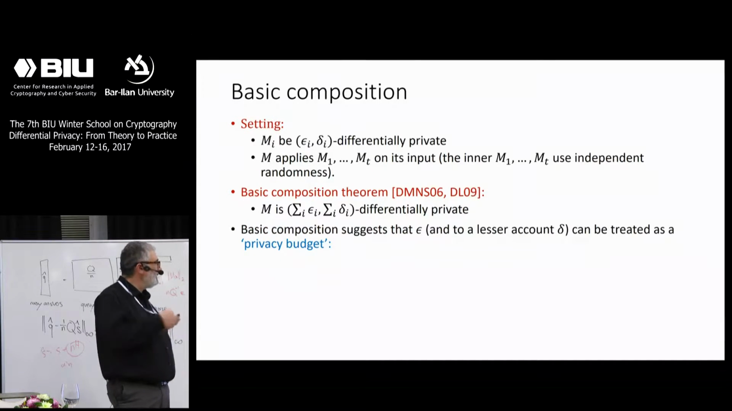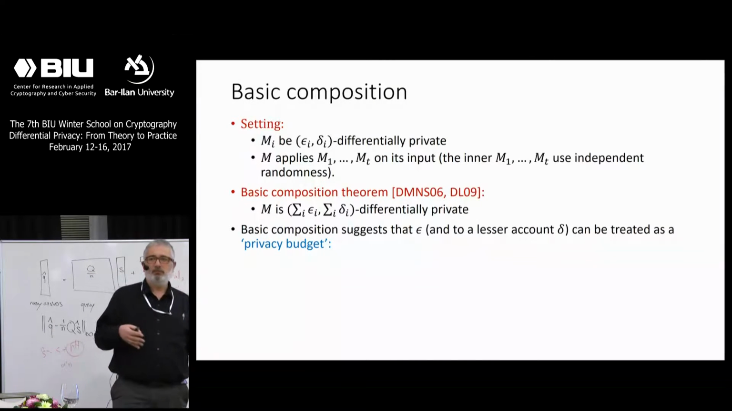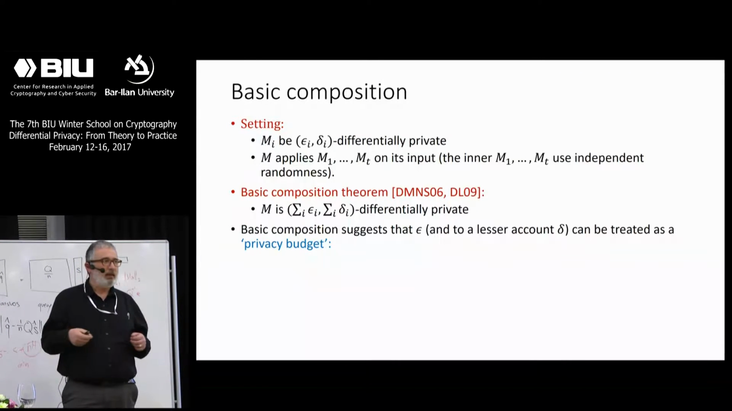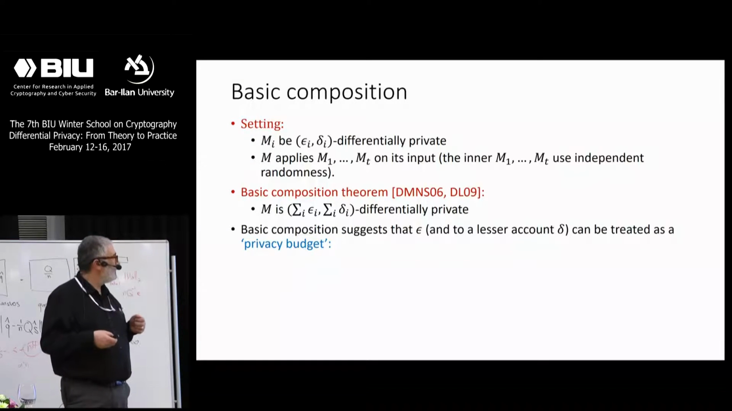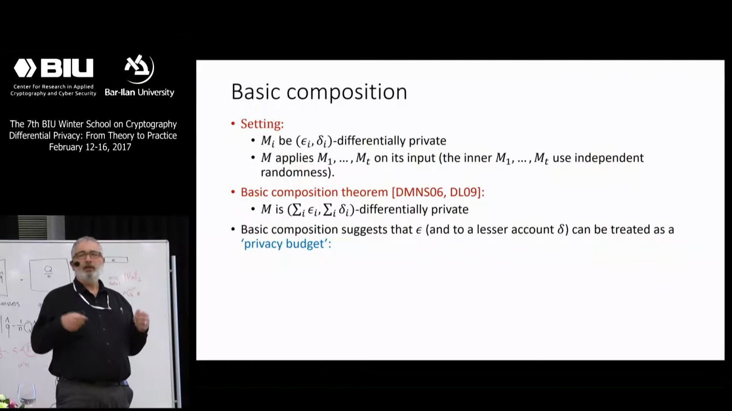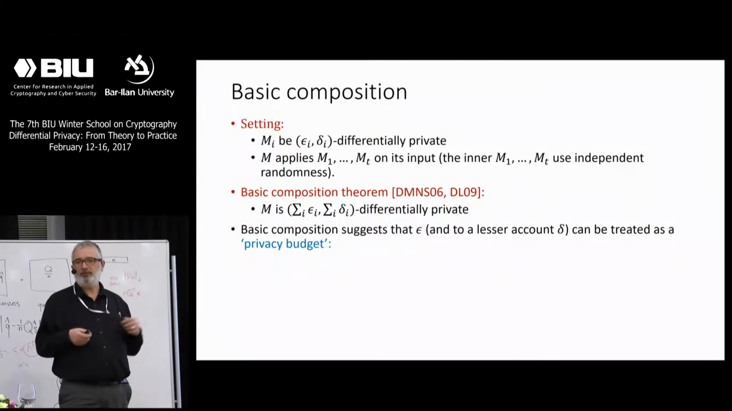And already this suggests that if we have a goal, we want to have a certain epsilon and delta overall, and we use computations that utilize hopefully smaller values of epsilon and delta, we have to do that carefully. We have to manage the way in which we use up these quantities. Otherwise we may be deviating from our privacy goal.